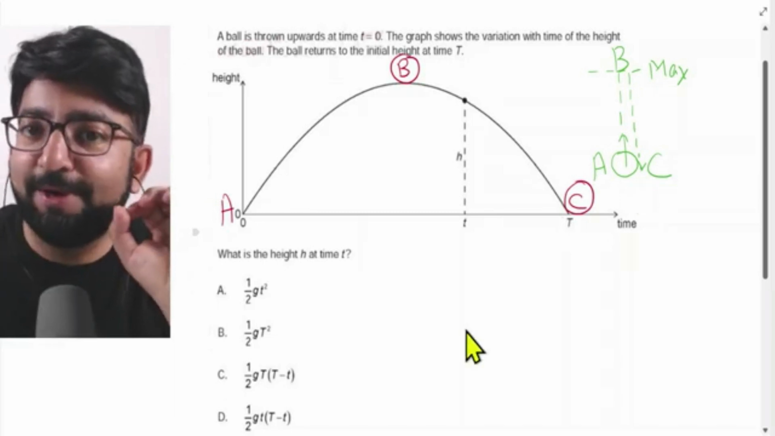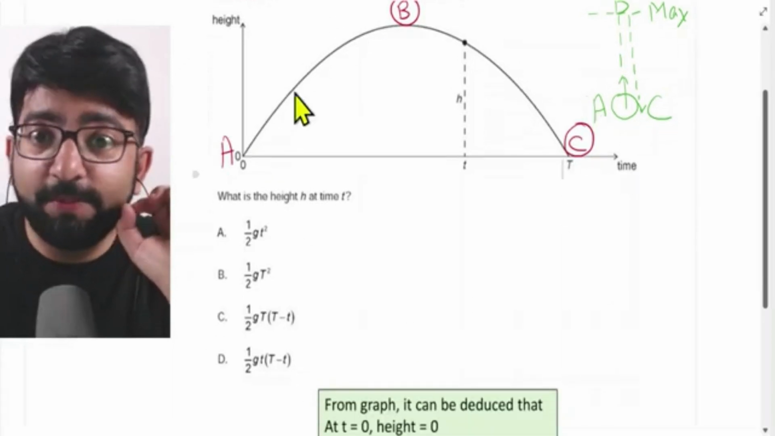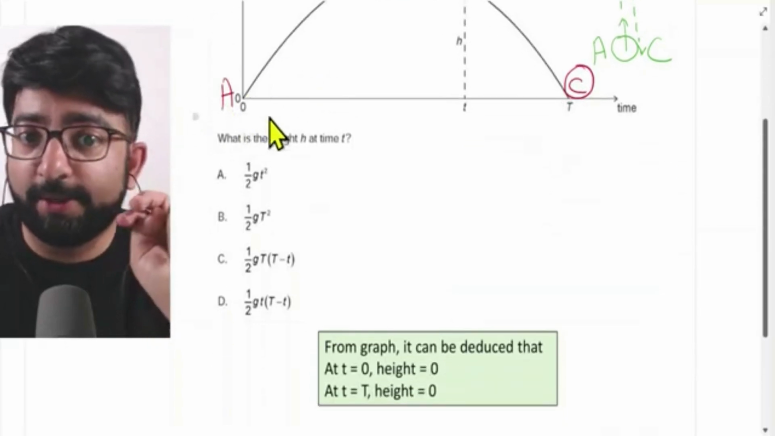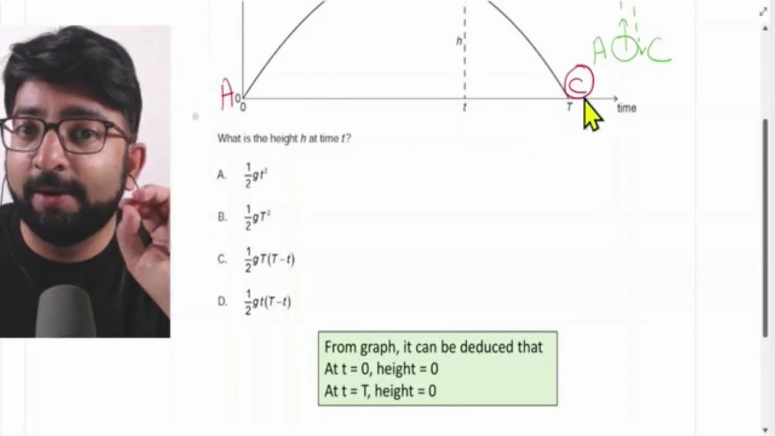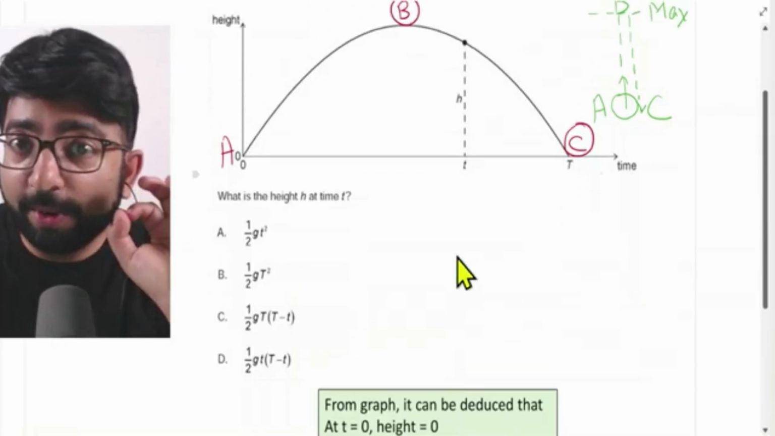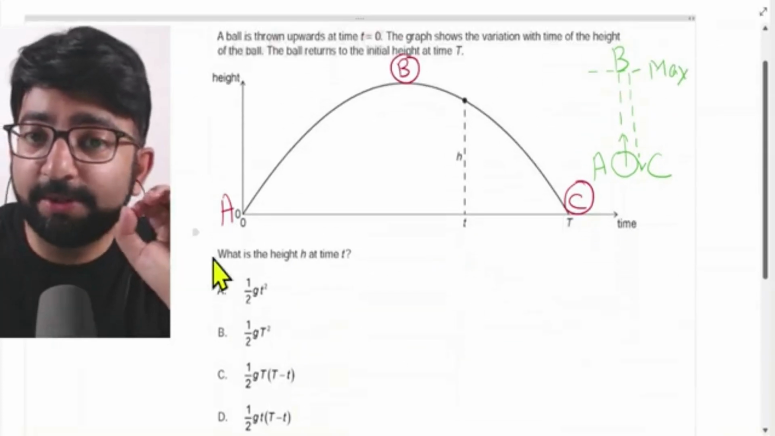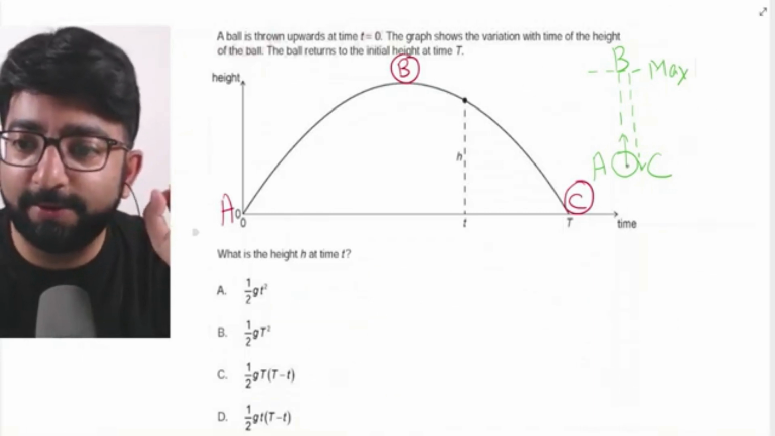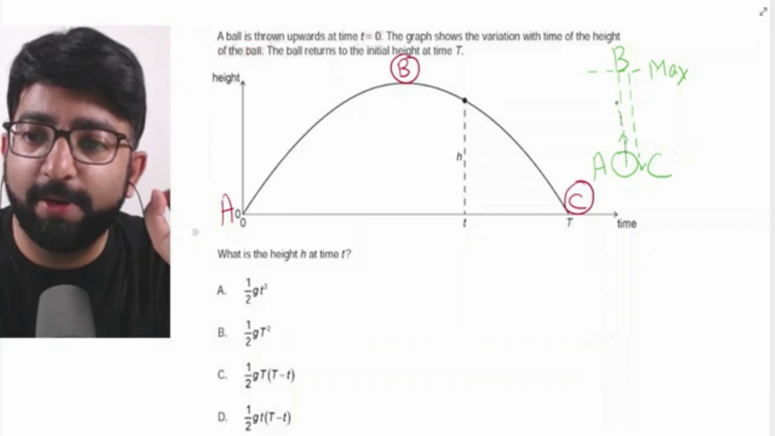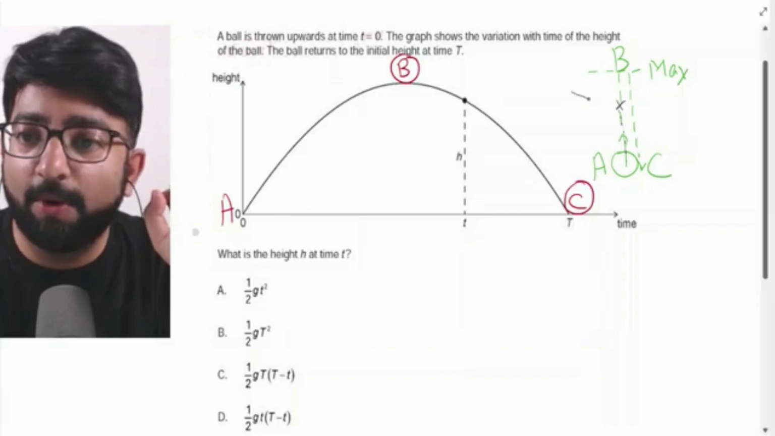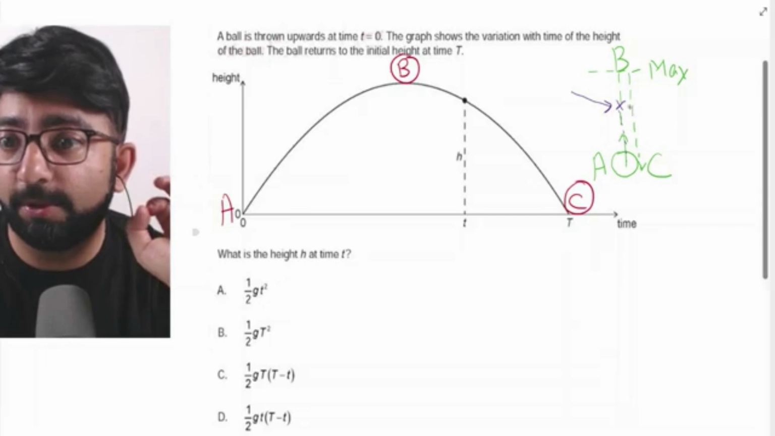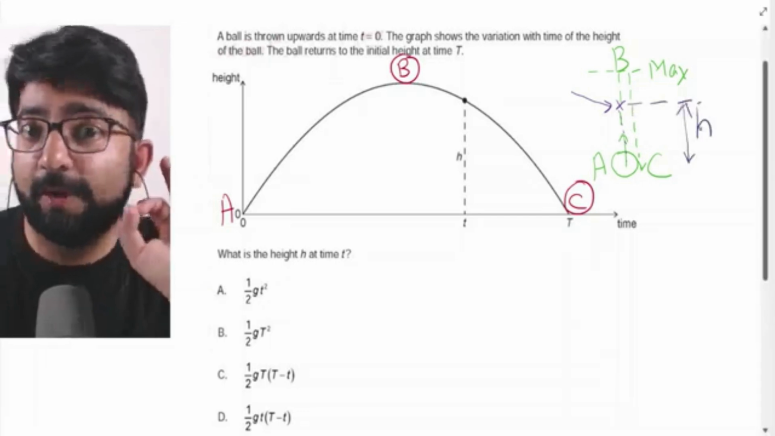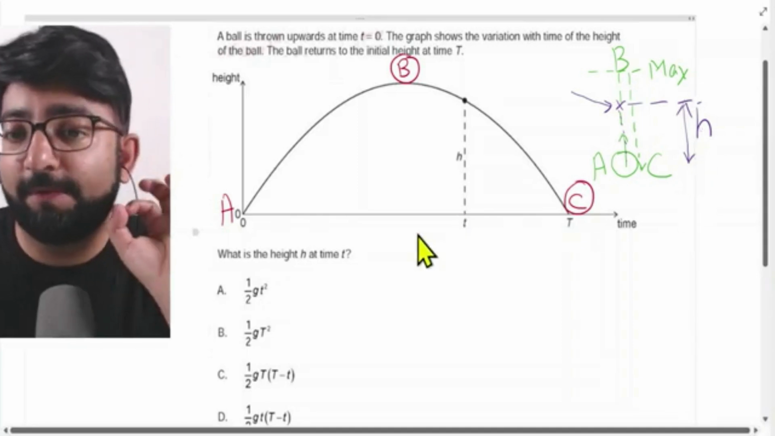So in our smart method, what we are doing, first of all, we observe from the graph that the value of height is 0 at two particular points. First, time t is equal to 0 and time t is equal to capital T. And the question wants us to figure out the expression for the height at a particular time t. In the diagram, let me specify that. So let's say the ball starts from A, and at a particular time, the ball, let's say, is at this particular position. So the height will be this. So the question is, we need to figure out the expression for h in terms of time t.